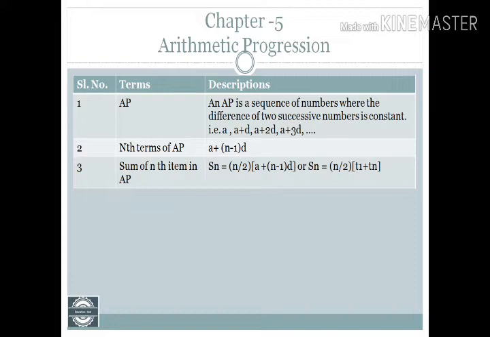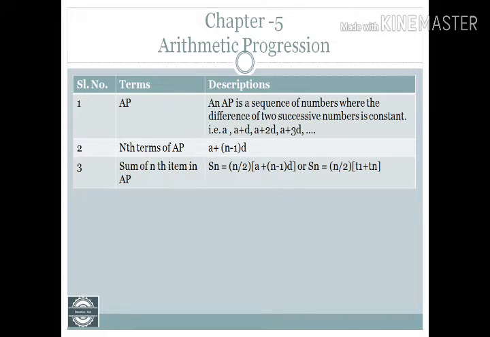For an AP, the sequence is maintained in such a way that if we consider two consecutive numbers, then the difference between these two successive numbers must be constant. For example, first one is a, then the next one a plus d, then the next one a plus 2d. See here, always the difference between these numbers is d.